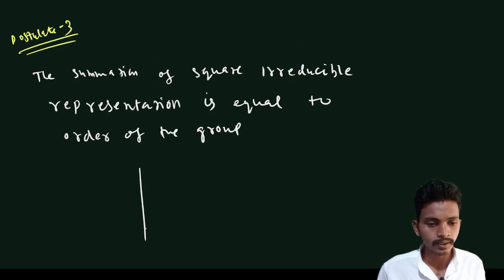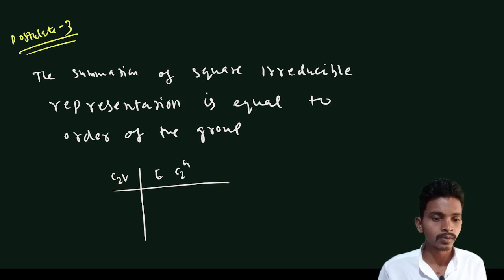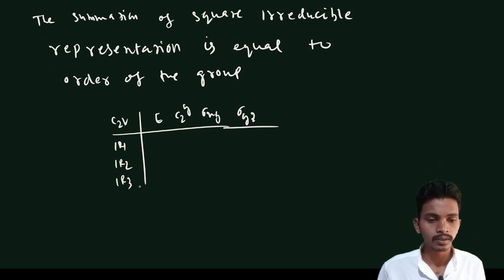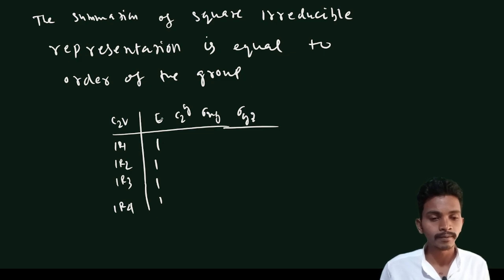Let's say this is C2v, with E, C2, sigma xz, sigma yz, and here let's say this is IR1, IR2, IR3, IR4. Then here we have 1, 1, 1, 1, because the identity elements should equal the order of the group. The order is 4, so each one is 1.